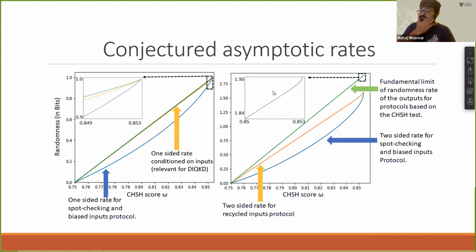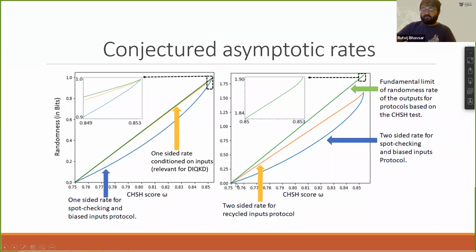Now that we have discussed protocols at length, the only thing required for us is to compute the randomness rates for each protocol in the asymptotic limit as a function of the CHSH score. And once these asymptotic rates are obtained, we can find finite round rates using the entropy accumulation theorem. Now, computing these rates using the entropy accumulation theorem requires optimization of the single round von Neumann entropy over all possible strategies that your adversary may use. Therefore, computing these rates is a difficult non-convex optimization problem.